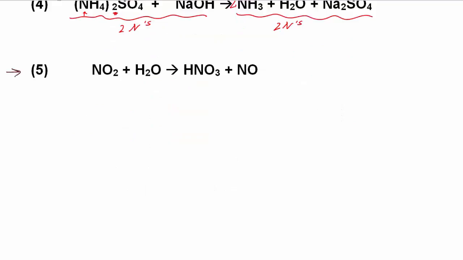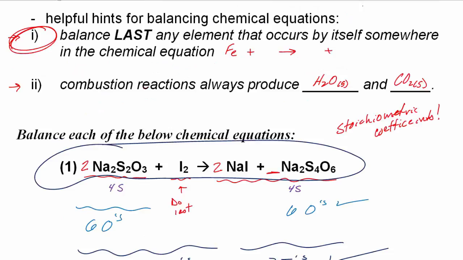Number 5. I'm going to start with the hydrogens. I got 2 hydrogens, 2 hydrogens. Now I've got 3 nitrogens. 3 times 2 is 6 and 1 is 7. 7. Good. So the idea here is just to balance these chemical equations so that you have the same number of atoms of each element on both sides. And it's usually easiest if you balance last an element that's all by itself.